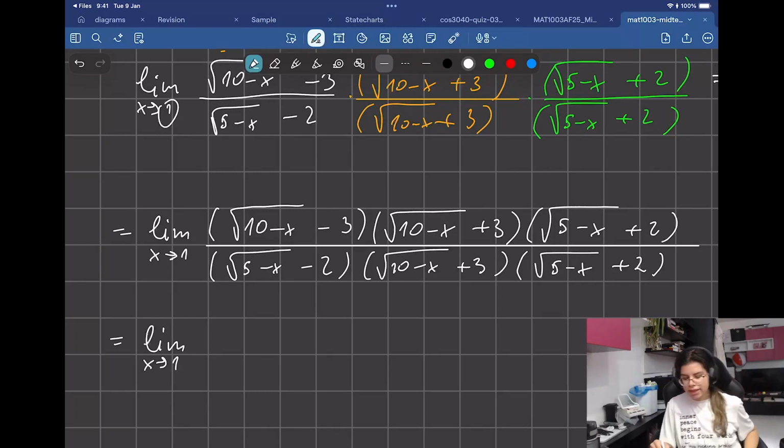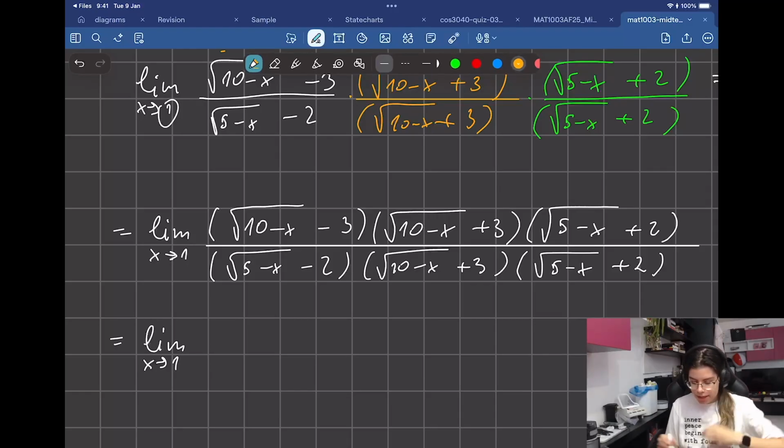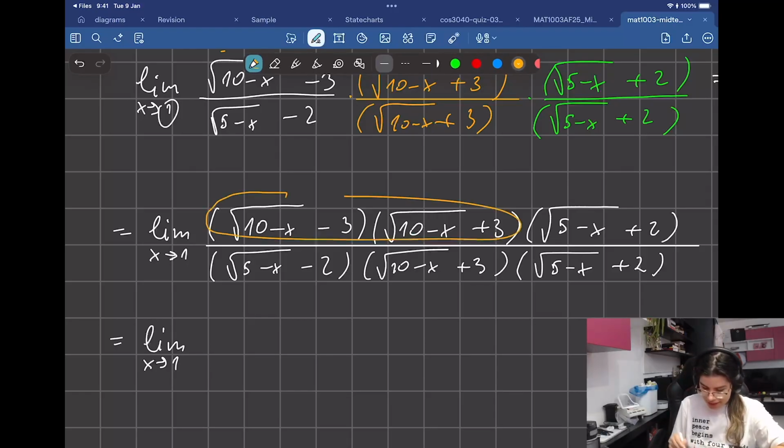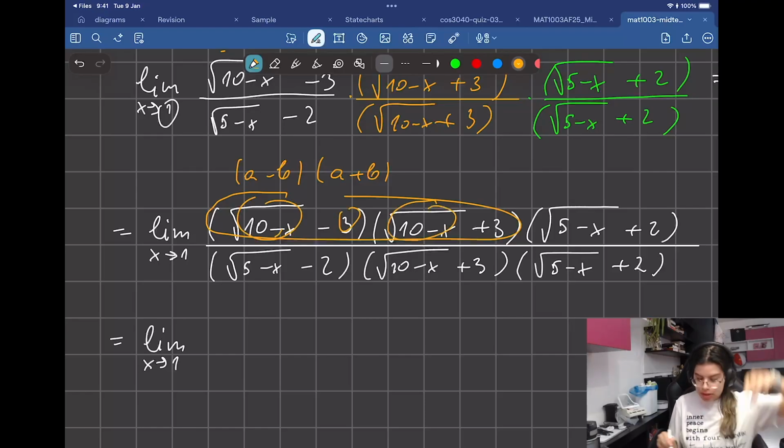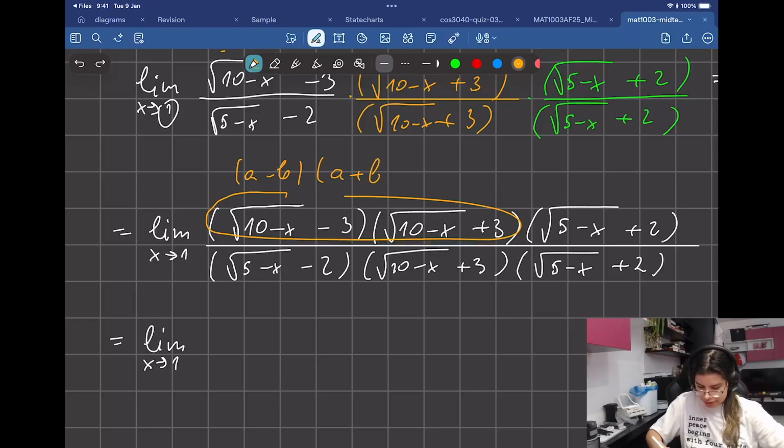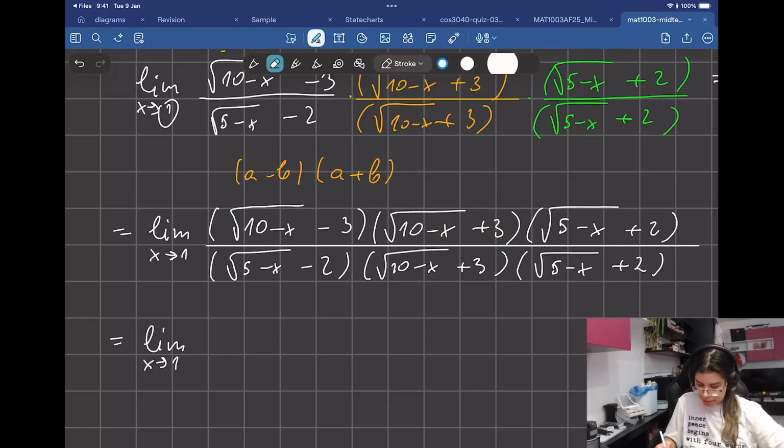And now, what can we see? Here's a really interesting pattern that's going to help us solve the problem. This is the same as the formula a minus b times a plus b, right? Because we have one thing minus another times that same first thing plus the second thing, right? This is, again, not even calculus material. This is just a formula that you need to be able to recognize.